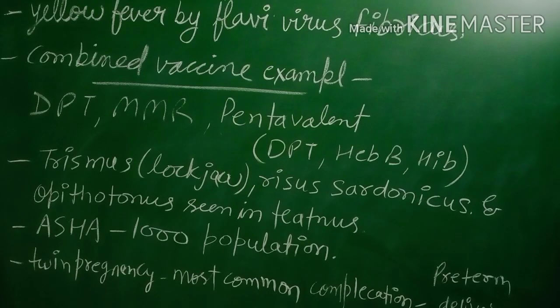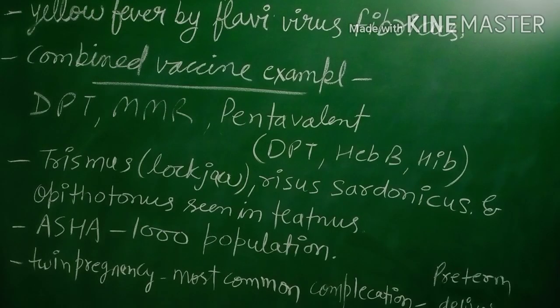Trismus means lockjaw, risus sardonicus and opisthotonus. All these symptoms or conditions are seen in tetanus disease. Tetanus is caused by Clostridium tetani. ASHA full form, accredited social health activist. ASHA covers 1000 population.